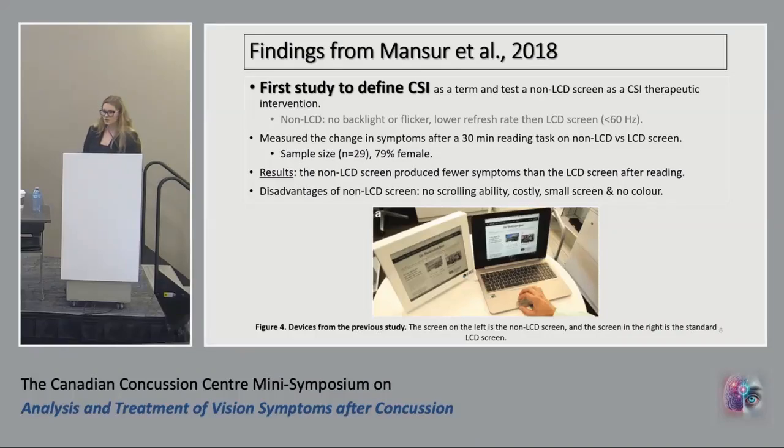However, there were some significant shortcomings with the screen. First, the price. It was very expensive. It was around $2,000. This screen had no scrolling ability and no color. So it's also not multifunctional. Nowadays, most people have to take a Zoom call, and that wouldn't be possible using a screen like this.